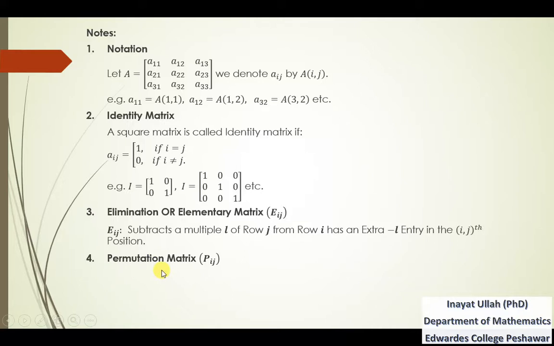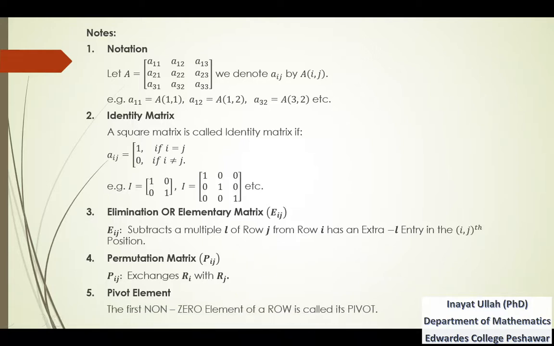The fourth one is the permutation matrix. So what is a permutation matrix? A permutation matrix is denoted by P, as in Pij. It is the matrix which exchanges row i with row j. Whenever you exchange two rows, that matrix is called a permutation matrix.